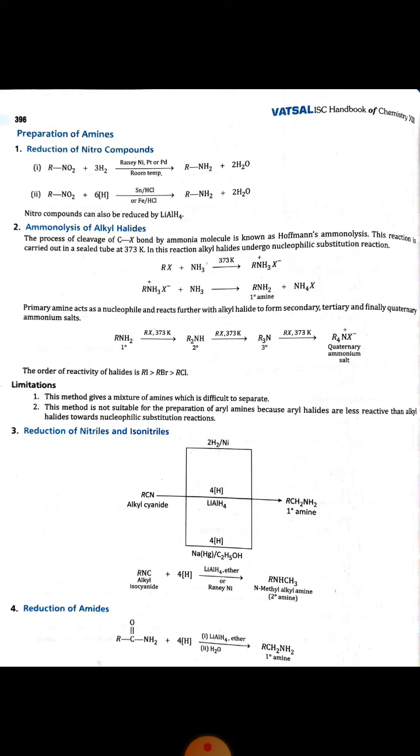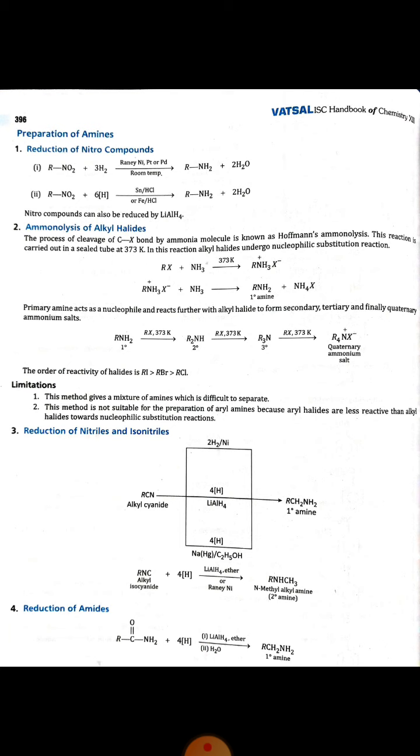When alkyl cyanide, that is RCN, is reduced in the presence of nickel, LiAlH4, or sodium amalgam in ethyl alcohol, all three reagents will convert alkyl cyanide into a primary amine, that is RCH2NH2.